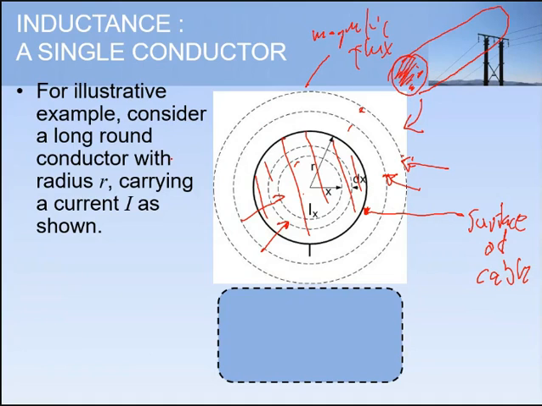So we imagine the conductor with radius r. So this conductor has r, this r. r is its radius. This cable is carrying a current I. So this cable is carrying current I.